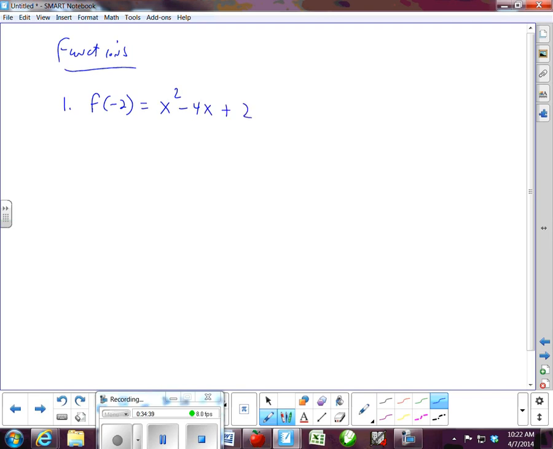Go ahead and solve that. F of negative 2 equals x squared minus 4x plus 2. F of negative 2.